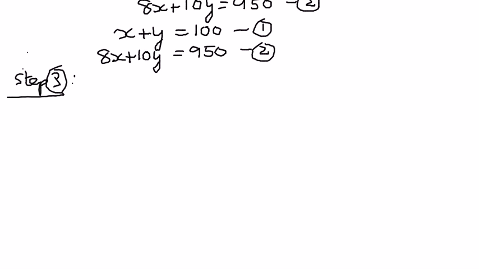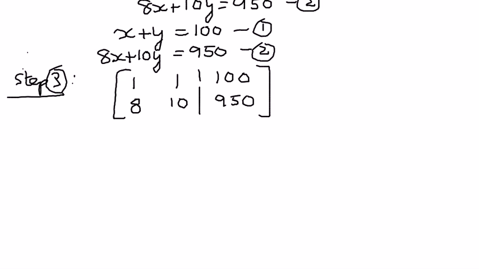So the coefficient of x in the first equation is 1, the coefficient of y in the first equation is 1, the constant term is 100. And in the second equation, the coefficient of x is 8, the coefficient of y is 10, and the constant number is 950. This is our augmented matrix.